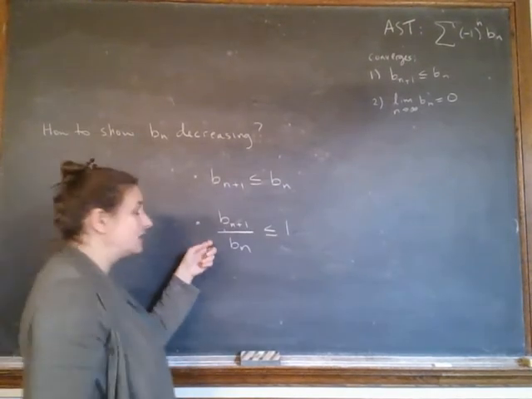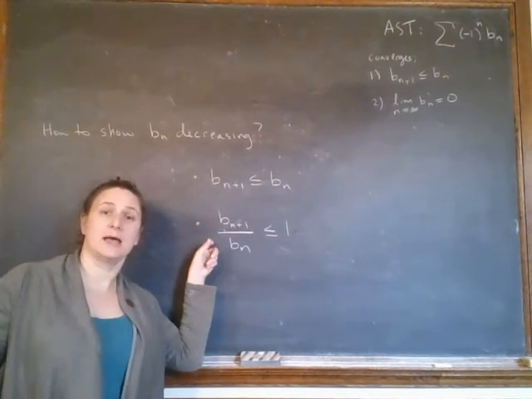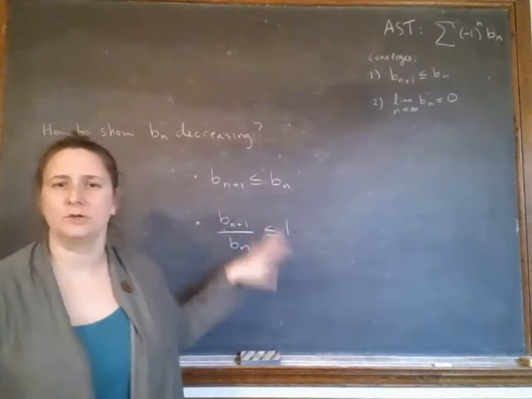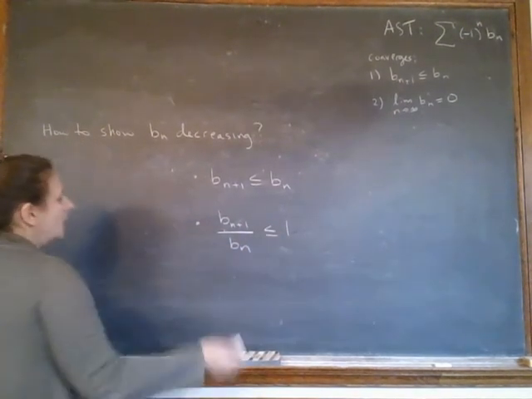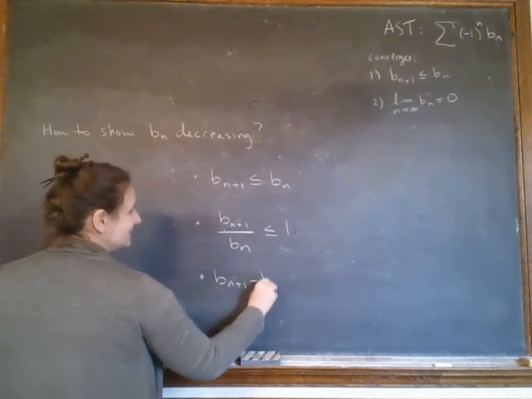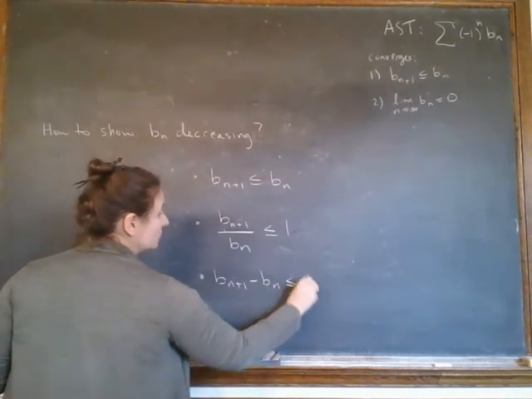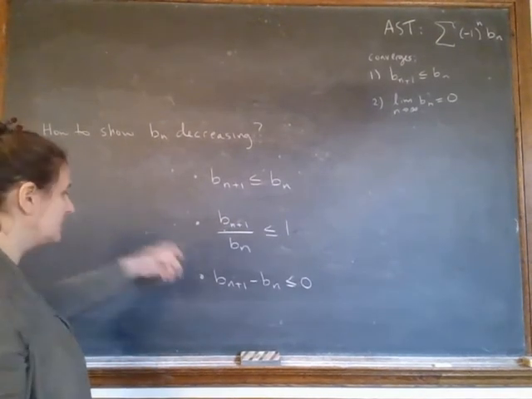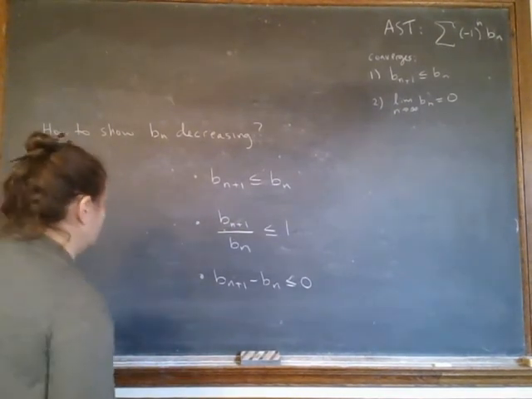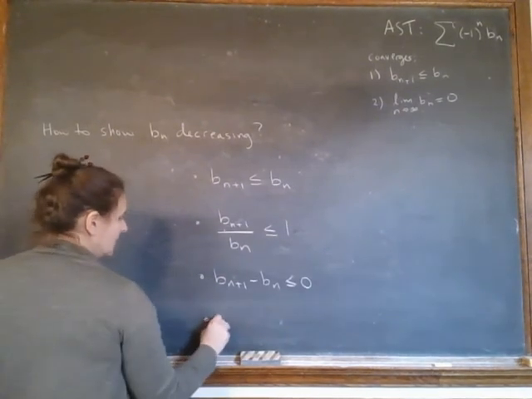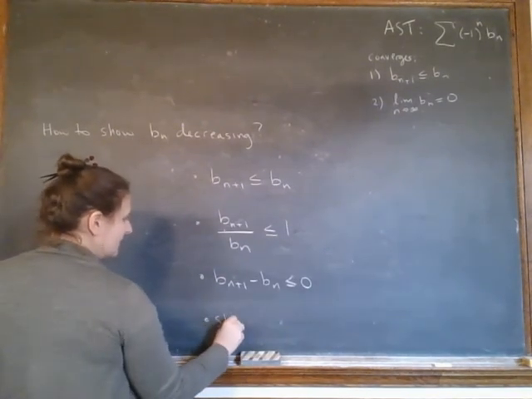We're going to use this in my next example because it has an exponential. It has a 10 to the n. And when there's an exponential, this ratio helps. You could also sometimes show b_(n+1) minus b_n is less than or equal to 0. I'm sure that these are pretty much very similar. And the fourth thing you can do if all else fails is show that the derivative is negative.